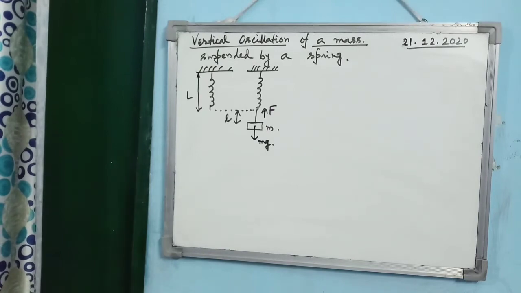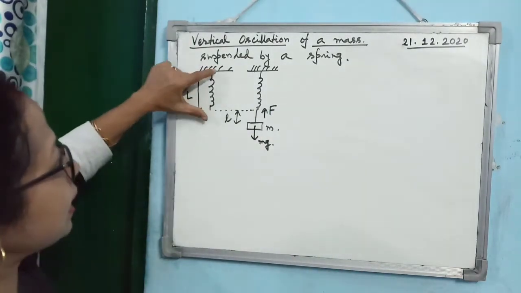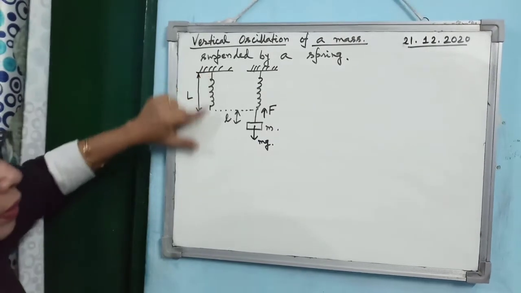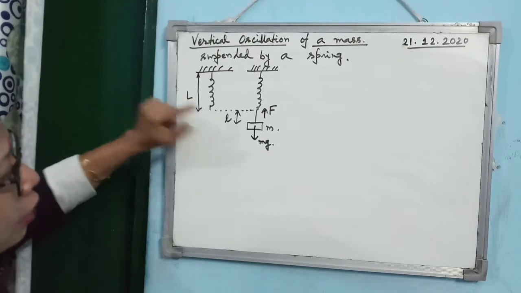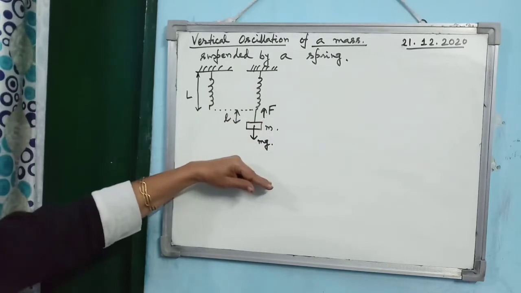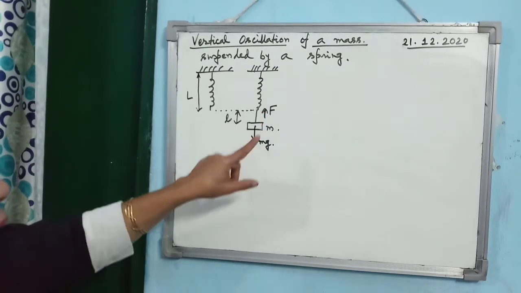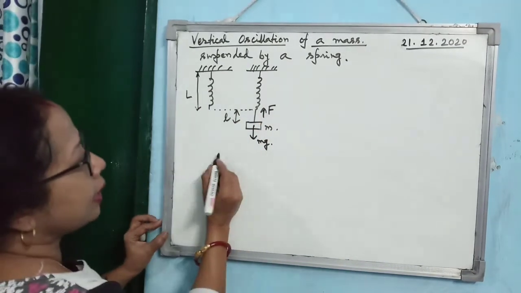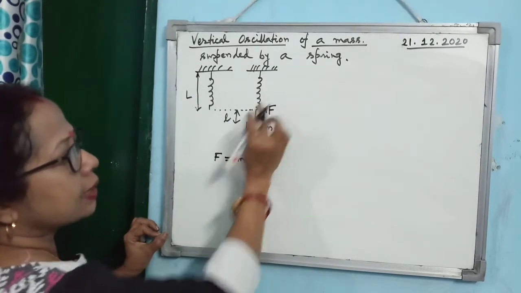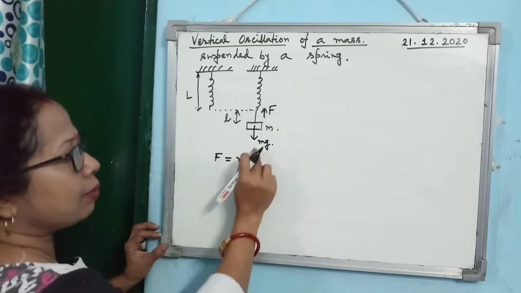Next topic is vertical oscillation of a mass suspended by a spring. So look at the diagram. The spring is suspended vertically. Before the suspension of the mass, the length of the spring is bigger. Now when you suspend the mass, what will happen? Due to the weight acting in the downward direction, there will be a permanent elongation of small l of the spring. Under this condition, F becomes equal to mg. The restoring force is acting in the upward direction and mg is acting in the downward direction, so F and mg are equal.